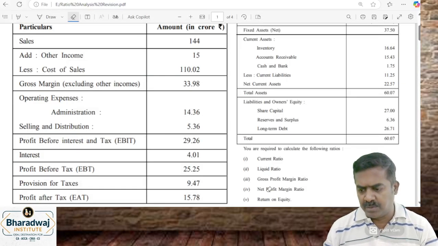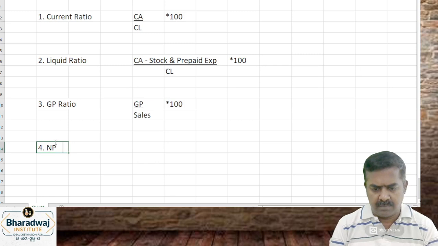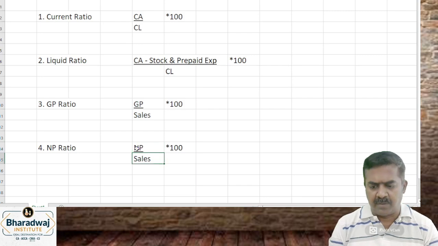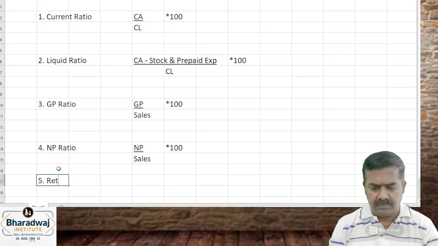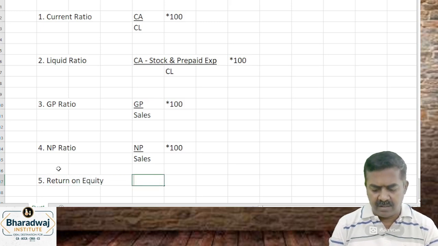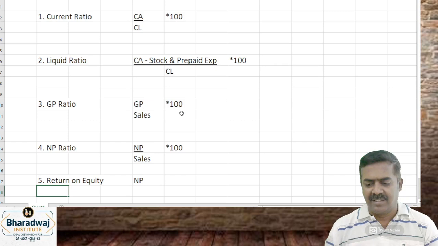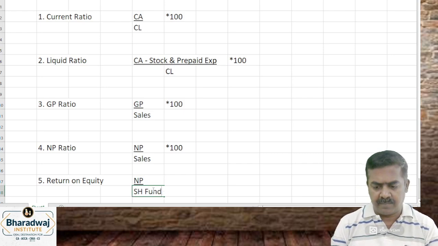Then what is the next ratio? Net profit ratio. Net profit divided by sales into 100. Net profit means profit after tax. Next, return on equity. Net profit divided by, it is not return on equity shareholders funds. Return on equity and return on net worth are the same. So net profit divided by shareholders funds into 100.